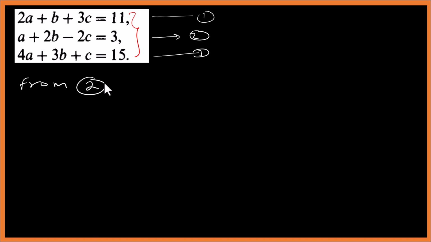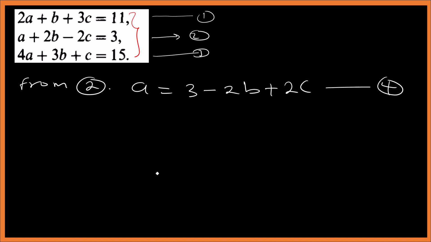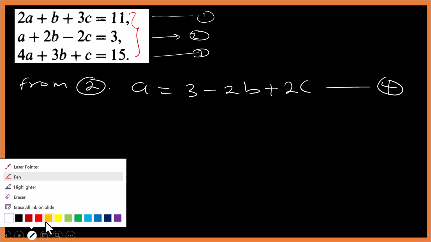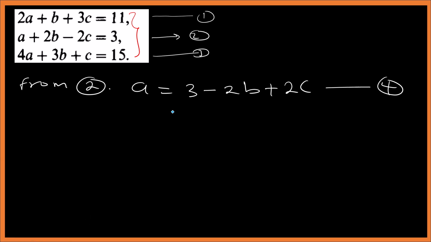So from equation 2, a is the same as 3 minus 2b plus 2c. So this one will be the fourth equation. Okay, so what we are going to do is to put 4 in 1 and 3. So we start from the 1.